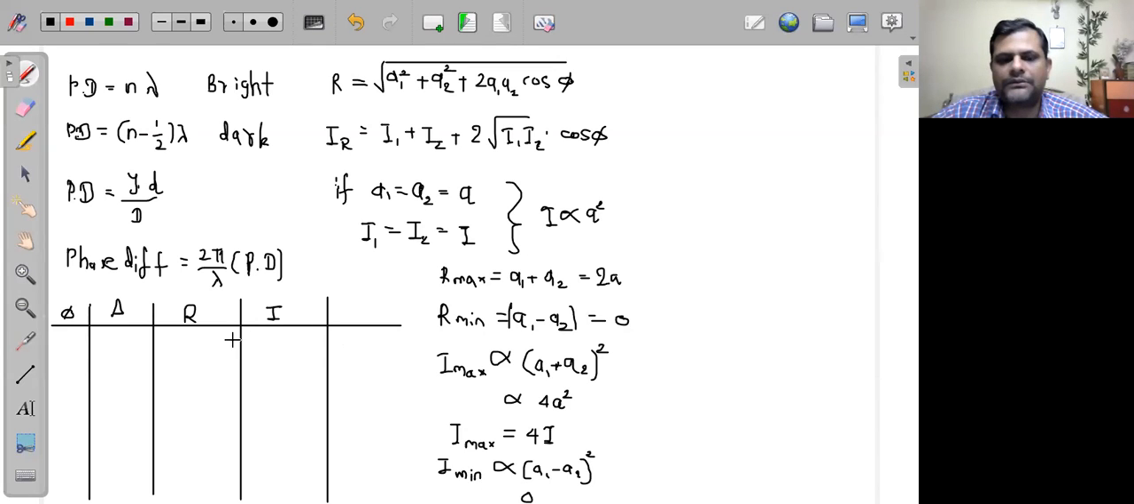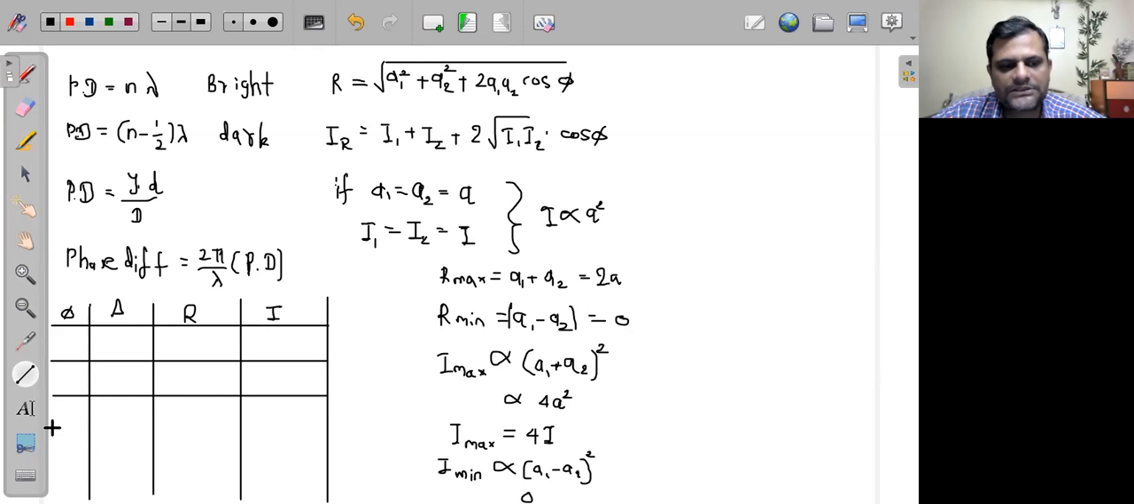So if we find out the intensity and resultant amplitude in all these 5 cases, in which the phase difference between the two waves may be, first of all, 0. In the second case, 60 degree. Then 90 degree. Then 120 degree and 180 degree. These 5 cases we have to remember well.